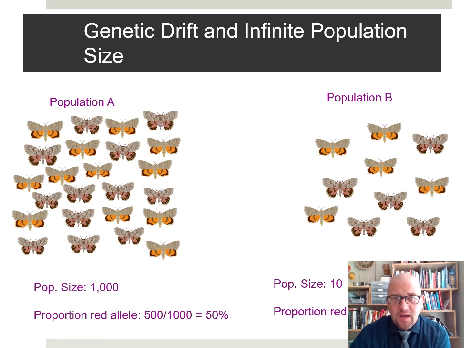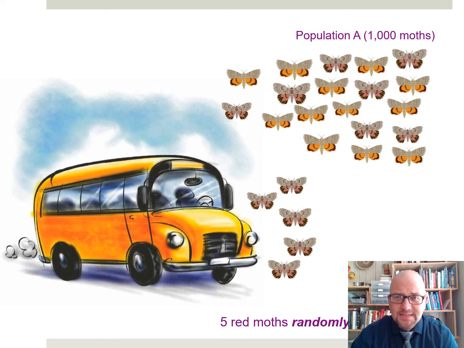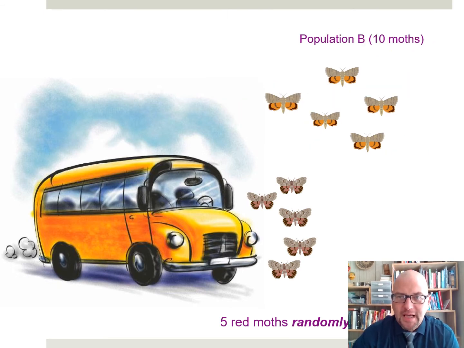Genetic drift is another one that I want to talk about. So using these same moths here, let's say that we've got a population of 1,000 versus a population of 10, but that they're equally split, right? The red versus orange alleles are 50-50. Now let's say that you have a school bus driving along and it hits 5 red moths randomly, right, from population A. And let's say it just randomly hits 5 red moths from population B.